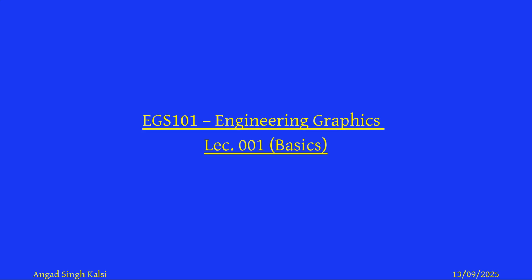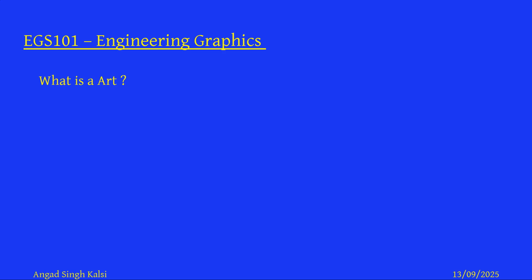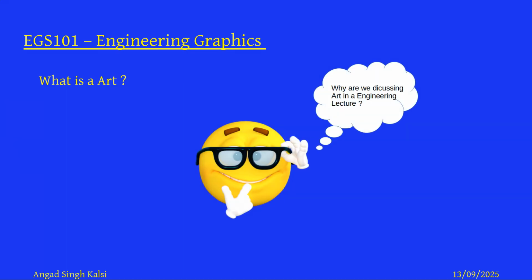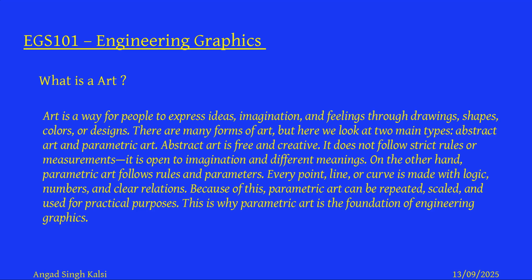So guys, here we are starting with the lecture series of engineering graphics, and this is lecture 1, which is about the basics. So what is art? Now, all of you might be wondering why we are discussing art in an engineering lecture in the first place. But art is a crucial aspect in engineering graphics as well. So, art is a way for people to express their ideas, imaginations, and feelings through drawings, shapes, colors, and design.